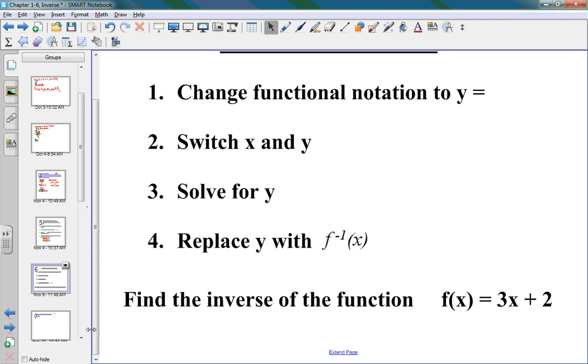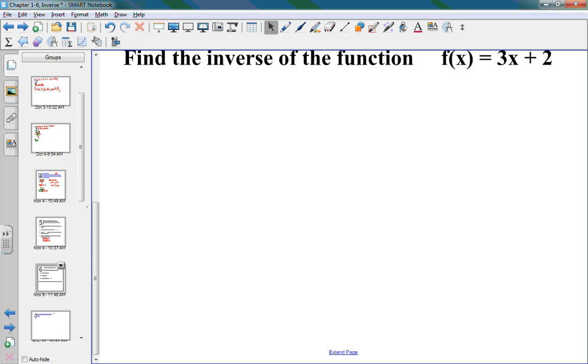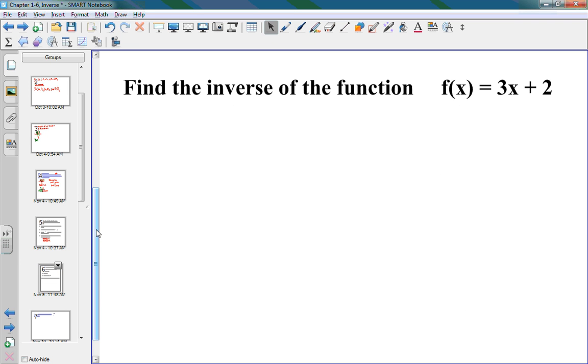Now, why did I tell you to swap x and y? Because you're swapping the domain and the range. That's what it means to be an inverse. To be an inverse, you're swapping the domain and the range. Do we understand that, yes or no? So does everybody understand why we're swapping x and y to get the inverse?